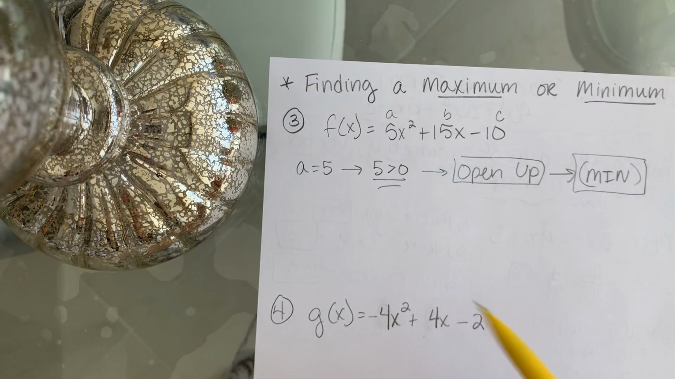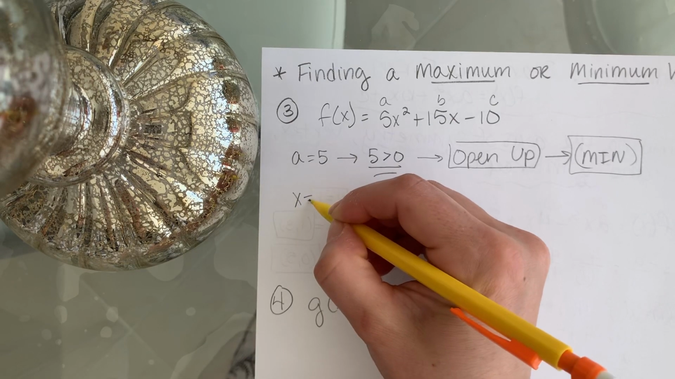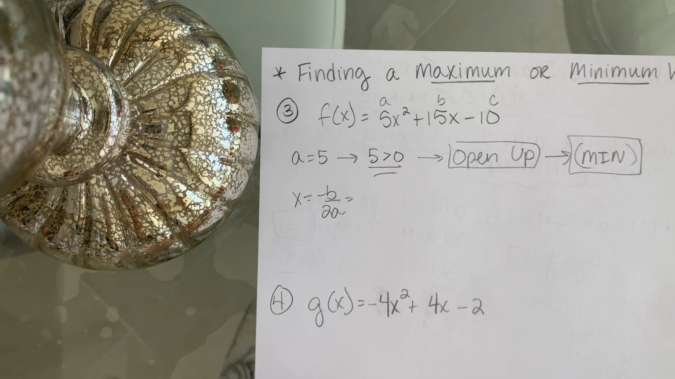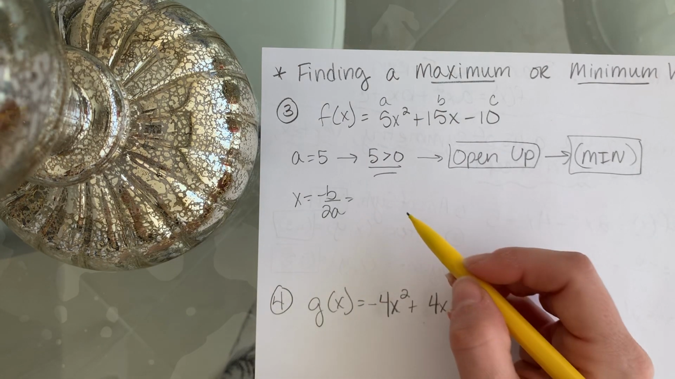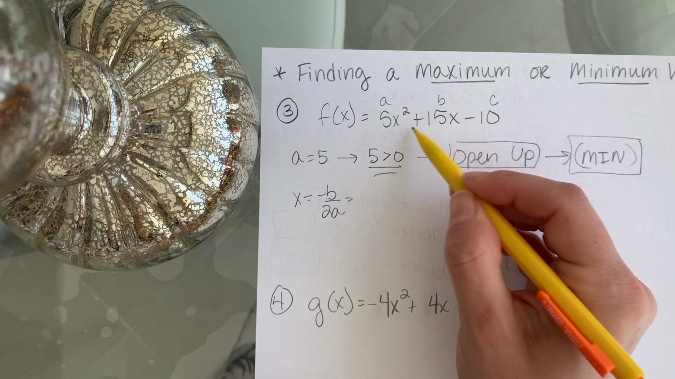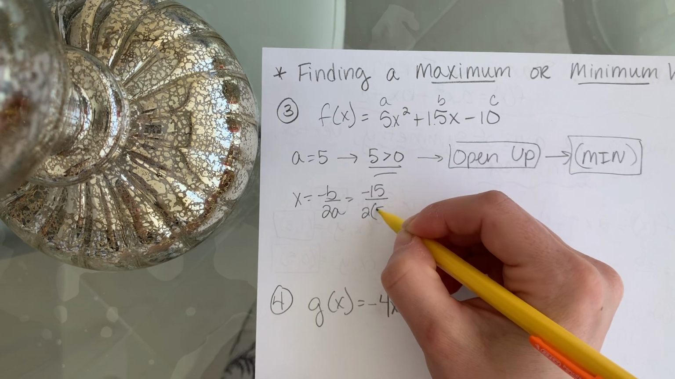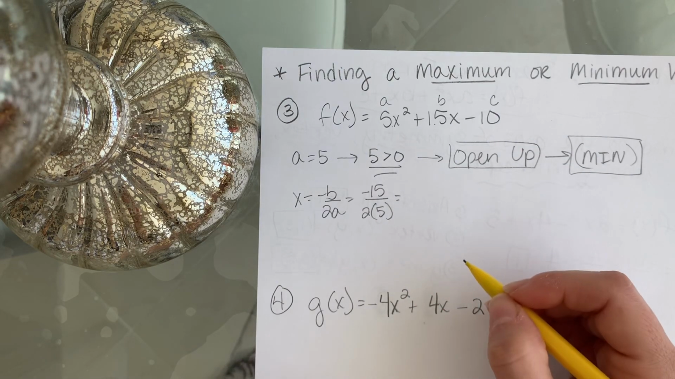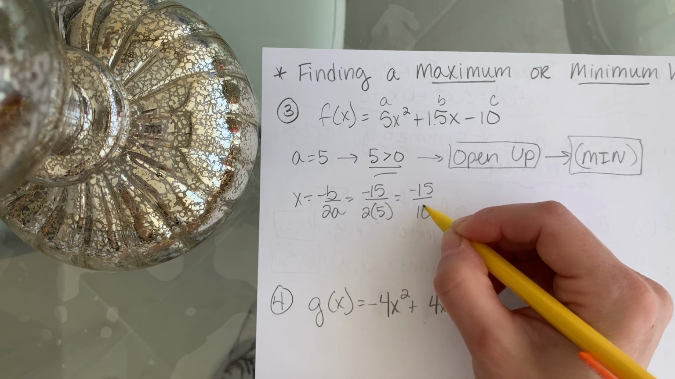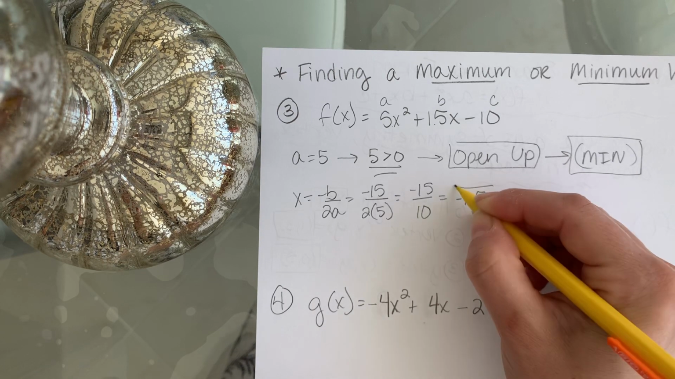So in order to figure out what that value is, we need to use our x equals negative b over 2a formula. So what is negative b? Negative b is negative 15 over 2 times 5. Okay, negative 15 over 10, which really equals negative 1.5.